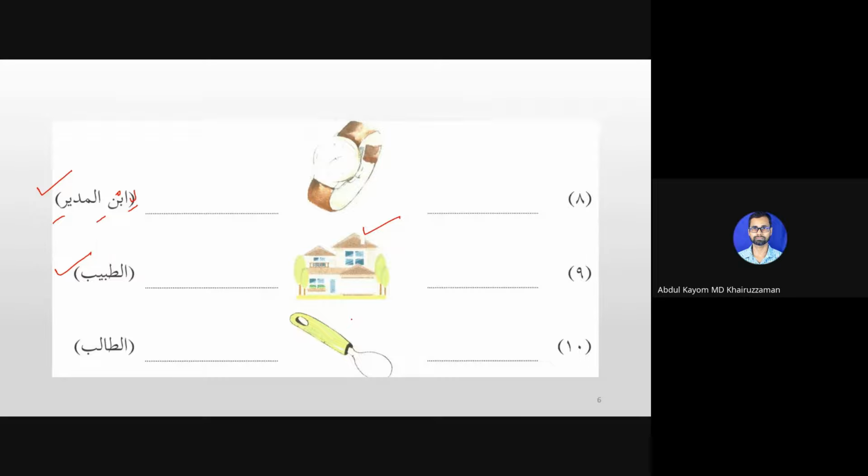Next we have a spoon, right? So how to say whose spoon is this? لمن هذه الملعقة؟ Liman hadhihi mil'aqatu. Mil'aqatu, ملعقة. Liman hadhihi mil'aqatu, right? Then suppose the spoon belongs to the student, talib.